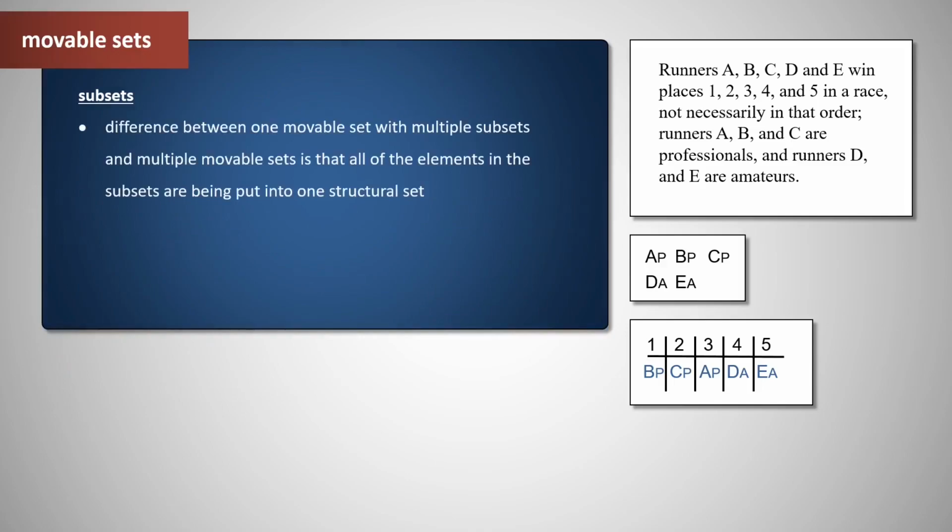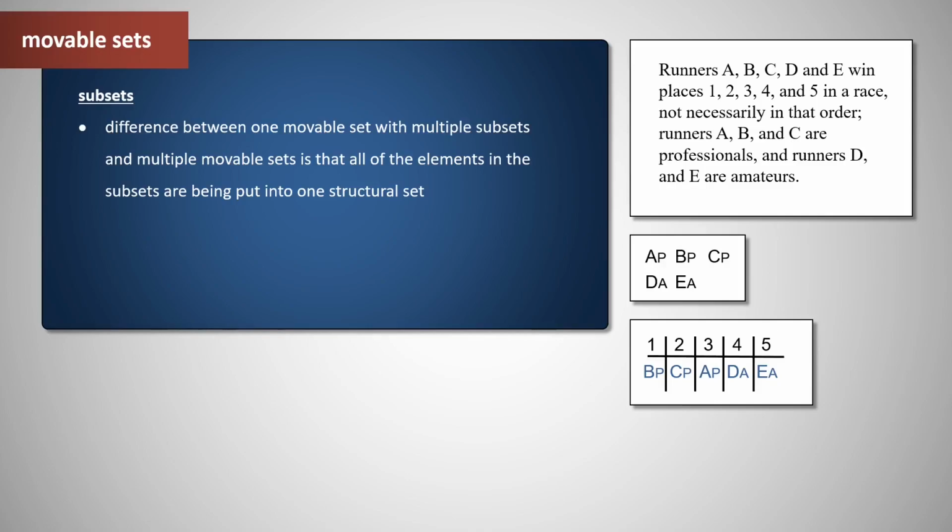One thing with subsets is that there's a difference between one movable set with multiple subsets and multiple movable sets. The difference is that all of the elements in the subsets are actually going to be put into one structural set. We're going to go into a lot more detail with this because we're going to have a video on multiple movable sets. That's a specific type of game. But if you see that they're all going into one structural set, as we see here, they're all going into those 5 columns, it's just essentially one row, then you know you're dealing with one movable set.